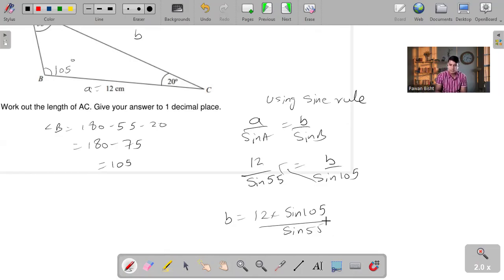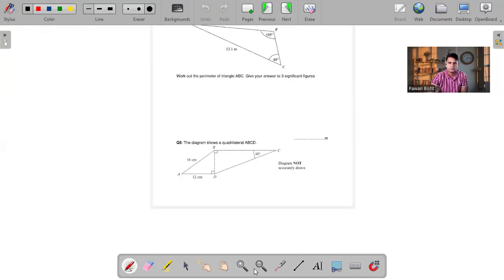Right, so 12 times sine 105 divided by sine 55. So it is coming 14.15. They say give answer to 1 decimal place. So it was coming 14.15. So when you round it off, it will be 14.2 centimeter. Right. So this will be your answer, 14.2 centimeter. Clear?